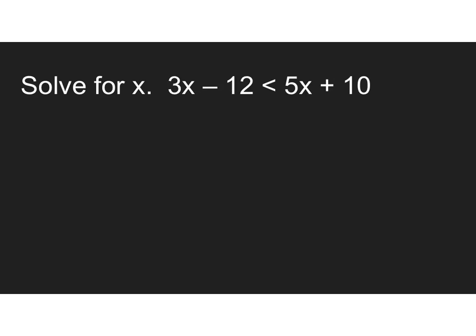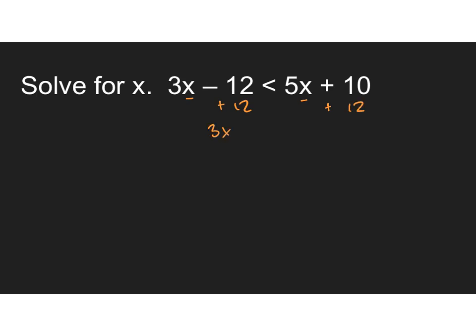Let's solve for x. 3x minus 12 is less than 5x plus 10. Our first step is to identify our variable, which is x. Next, we're going to move our constant. So we're going to add 12 to each side.